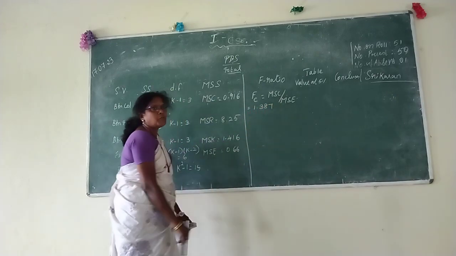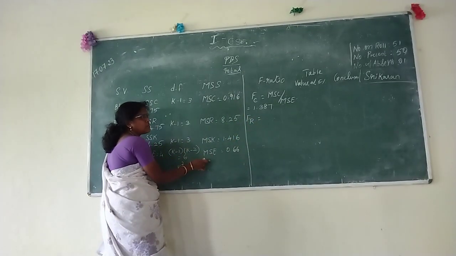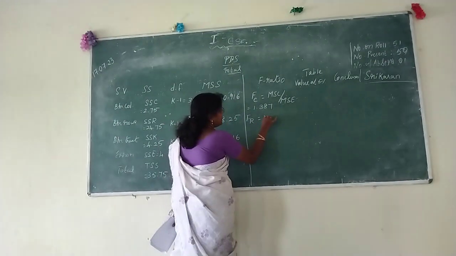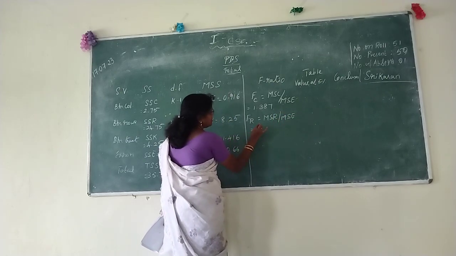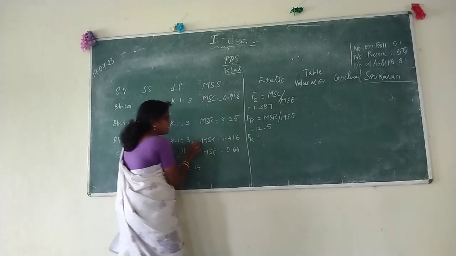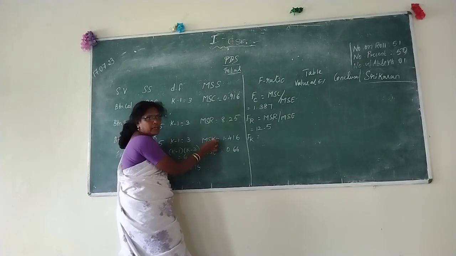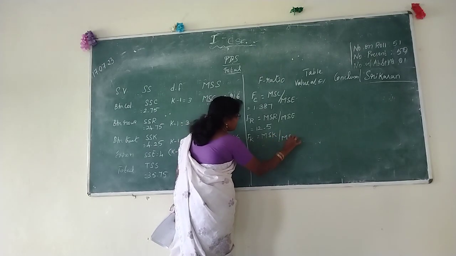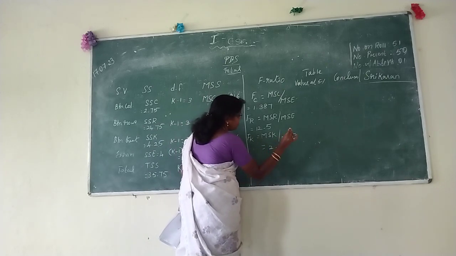1.387. Now find FR. Again compare only with the error. MSR and MSC, which is greater? MSR. Have it in the numerator. MSR by MSC. How much? 12.5. Then calculate FK: MSK divided by MST. Answer? 1.4145.